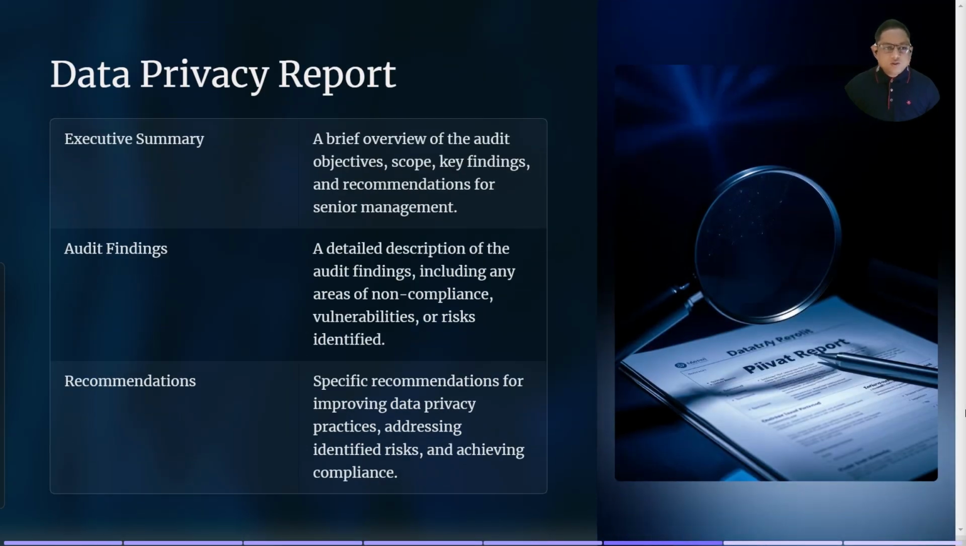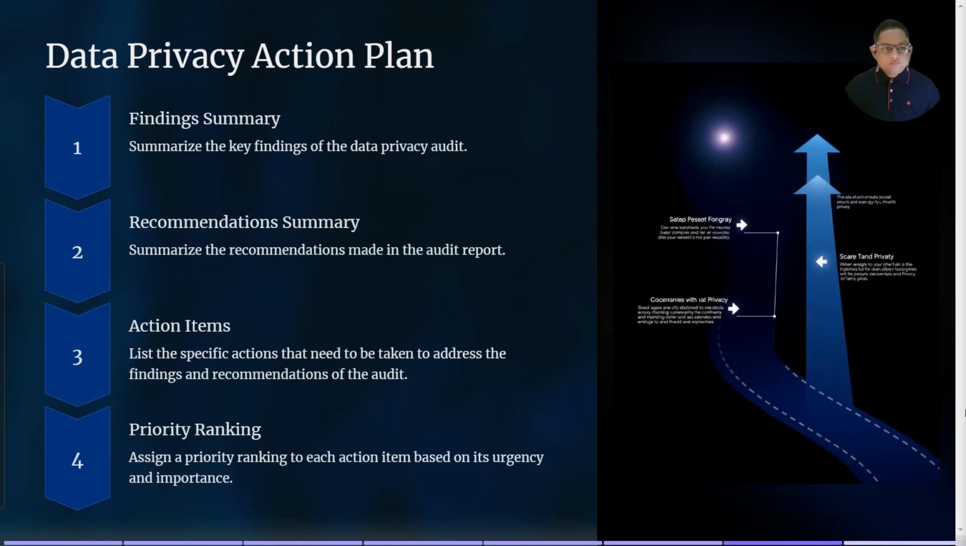Data privacy report. Executive summary: a brief overview of the audit objectives, scope, key findings, and recommendations for senior management. Audit findings: a detailed description of the audit findings, including any areas of non-compliance, vulnerabilities, or risk identified. Recommendations: specific recommendations for improving data privacy practices, addressing identified risks, and achieving compliance.